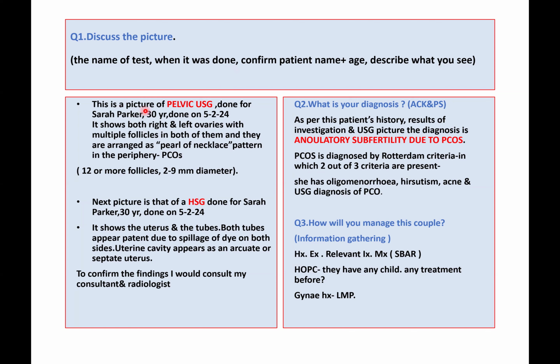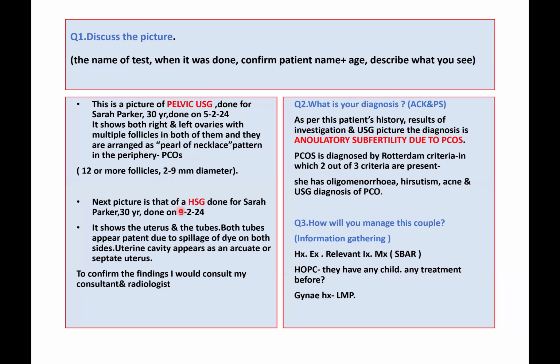So the first picture is a pelvic ultrasound scan done for Sarah Parker, 30-year-old, done on 5/2/24. It shows both right and left ovaries with multiple follicles in both of them, arranged in a pearl necklace pattern in the periphery. So this is a picture of polycystic ovaries, and in polycystic ovaries there are 12 or more follicles, 2 to 9 millimeters in diameter.